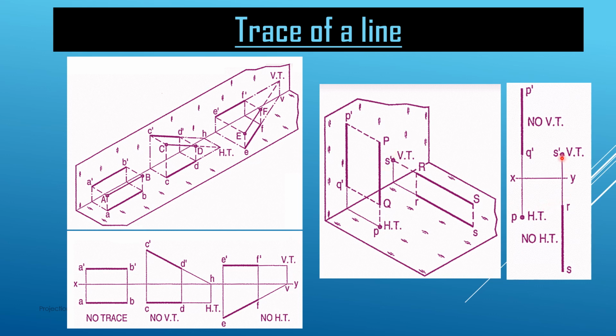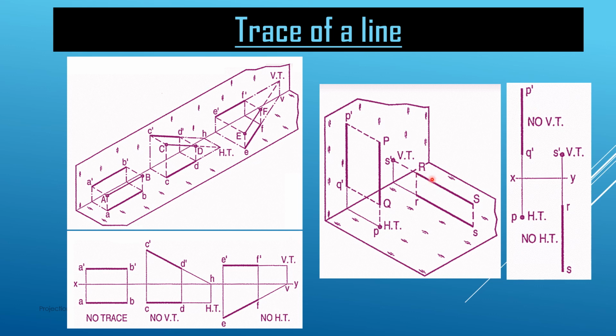On the two-dimensional representation, P dash Q dash is the projection of this PQ line on the vertical plane, and on the horizontal plane P is the projection of this line, which is basically a point, and this is also the horizontal trace. In the above case, because the PQ line is parallel to the VP, we are getting no vertical trace.